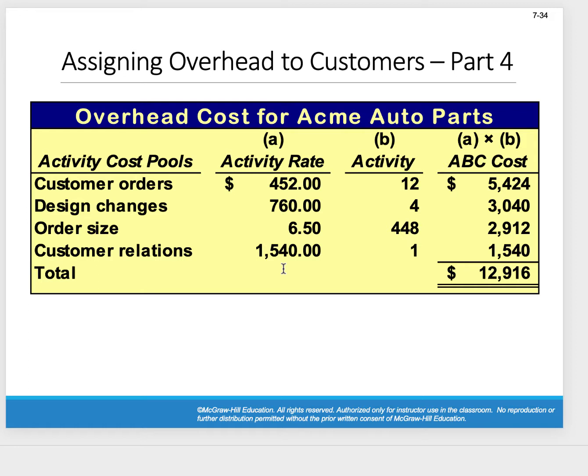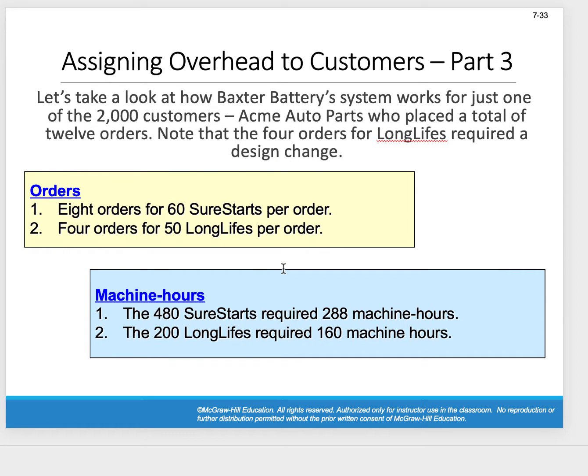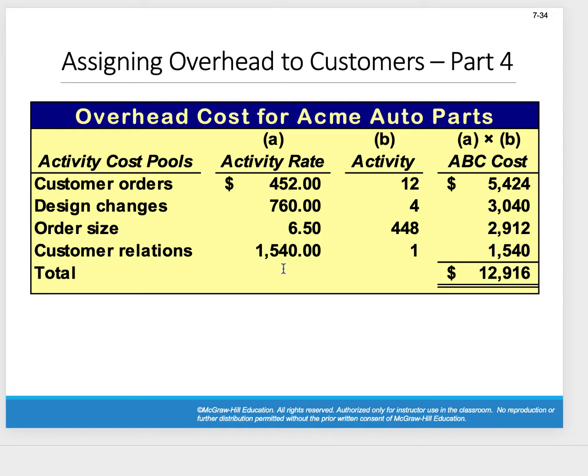Okay, customer order changes. We already know what the activity rate is. That's not going to change. It's 452. Great. How many orders did they have? Well, let's figure that out. They had 8 of SureStart and 4 of Long Life. If I add those up, that's 12 orders. This company made 12 orders with us. So 452 times 12, 5,424.